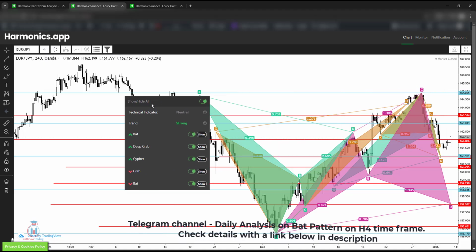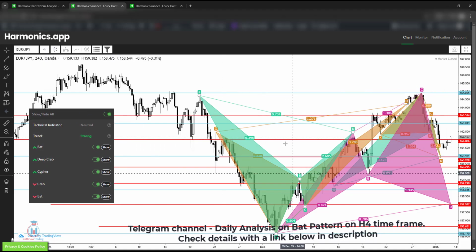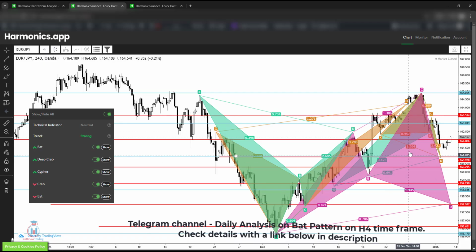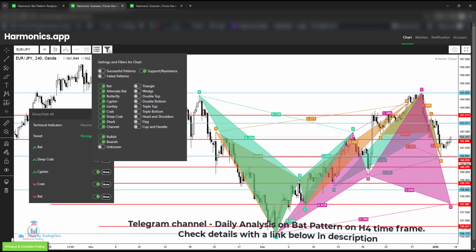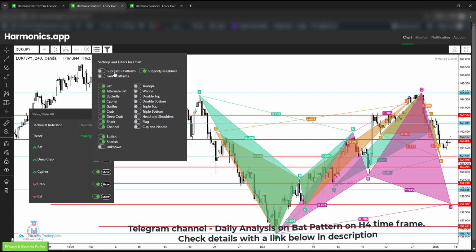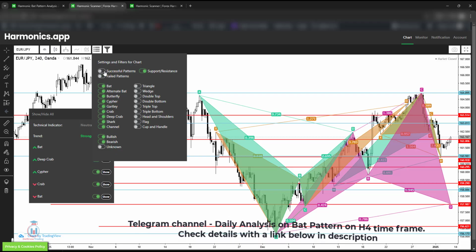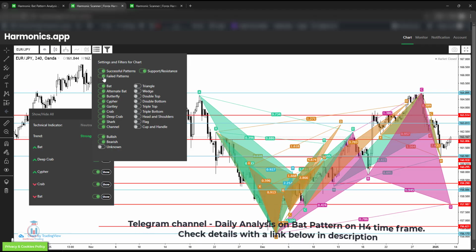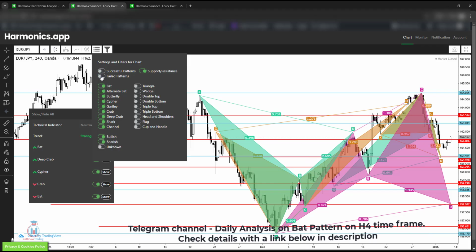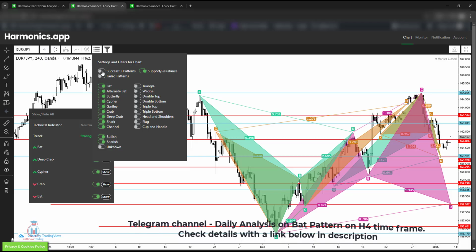Here it is now. You can see all the patterns that are currently detected by the Harmonic SAP scanner on this symbol, on this time frame. Here inside the filter you can select some of the settings. For example, you can remove or put these successful and failed patterns on the chart. If you do not want them, you can simply deselect them.